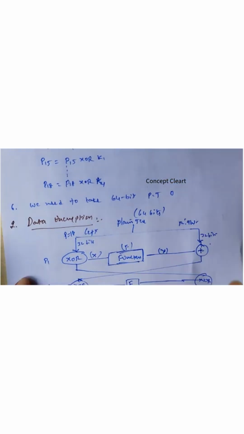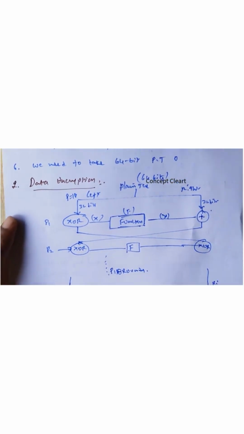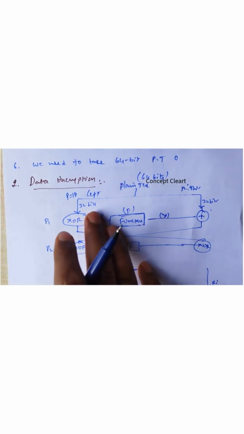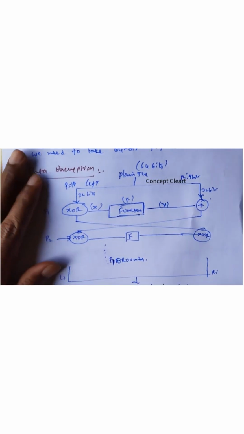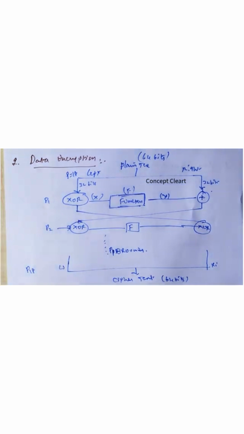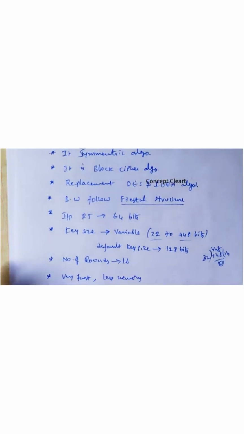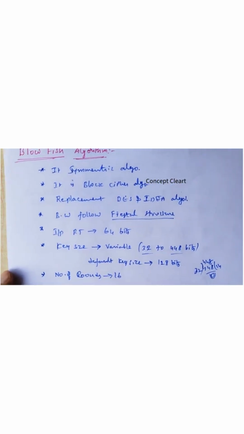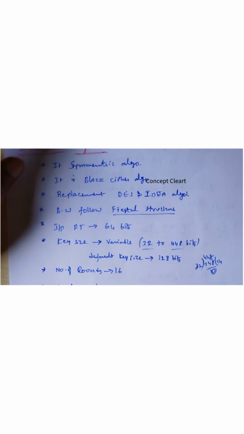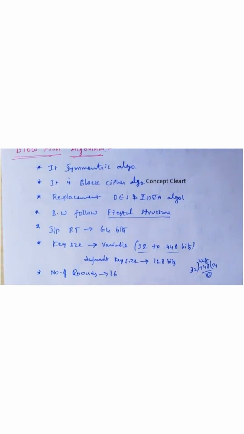Similarly, this operation will be repeated up to 18 rounds. After 18 rounds, the data we get by adding the left side and right side data is called ciphertext. Clear? This is about the Blowfish algorithm. It is different compared with the AES, DES, and IDEA algorithms. Here the key size is 32 bits to 448 bits. That is the variable size.